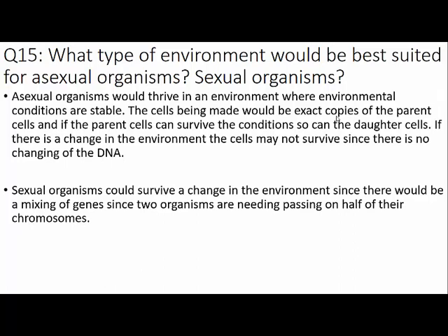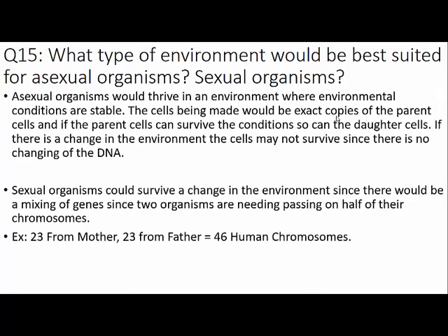Now, sexual organisms could survive a change in the environment since there would be a mixing of genes, since two organisms are needed for passing on half of their chromosomes. For example, half your chromosomes in your body, since you have 46, half of them came from your mom, 23. The other 23, or the other half, came from your dad. And there'd be a mixing of genes.